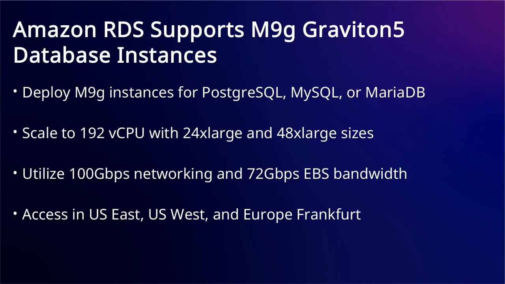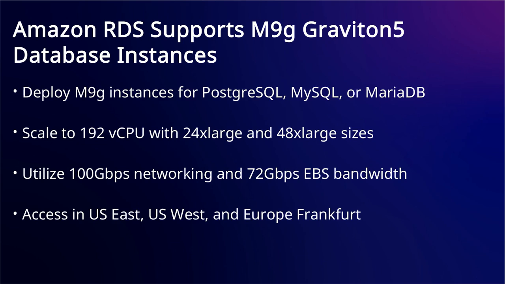Organizations running database workloads on Amazon RDS need better performance and cost efficiency as data volumes and transaction loads increase. Amazon RDS now supports Graviton 5-based M9G database instances for PostgreSQL, MySQL, and MariaDB, delivering up to 30% performance improvement and up to 23% price/performance improvement over Graviton 4-based instances. You can deploy M9G instances for your existing RDS databases to immediately benefit from the Graviton 5 processor architecture built on the AWS Nitro system.